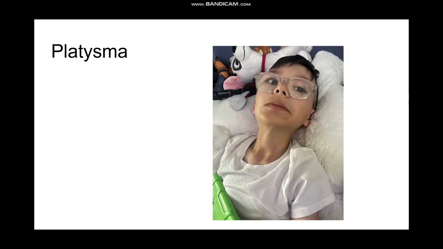And next we have the platysma. Not sure if that's how you say it, but I'm pretty sure that's how you say it. This one is not the greatest example. I told him to tense the skin of his neck, which is the action of this muscle, but I don't think he knows how to use it. But you can kind of see what he's trying to achieve.